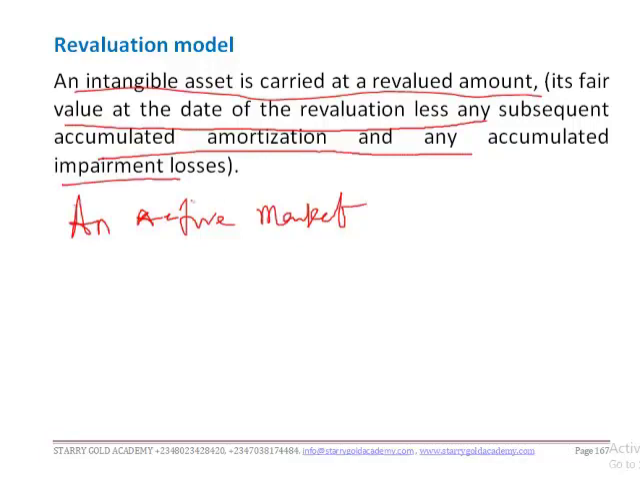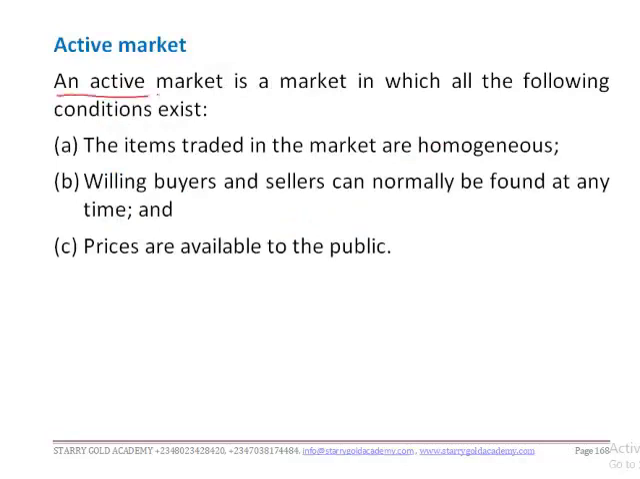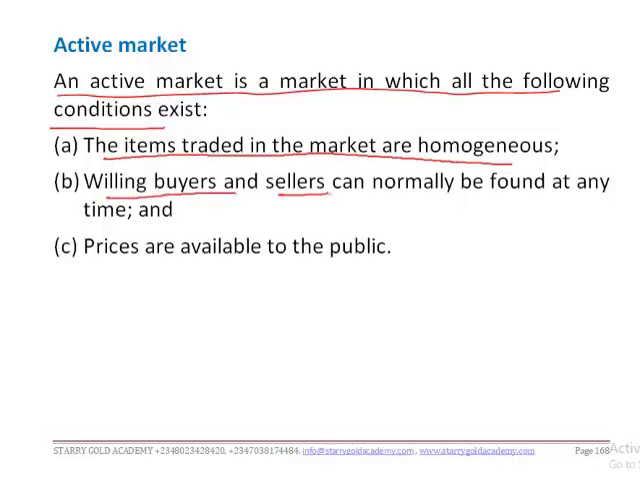Okay, so what is an active market? An active market is a market in which all the following conditions exist. One, the items traded in the market are homogeneous. Two, there are willing buyers and sellers, and these can normally be found at any time. Prices are also available to the public, so no hiding prices. And buyers and sellers can easily be located at any point in time.